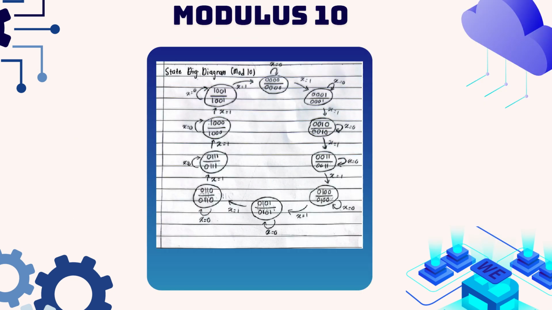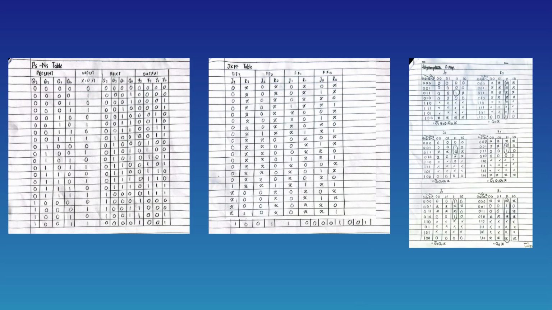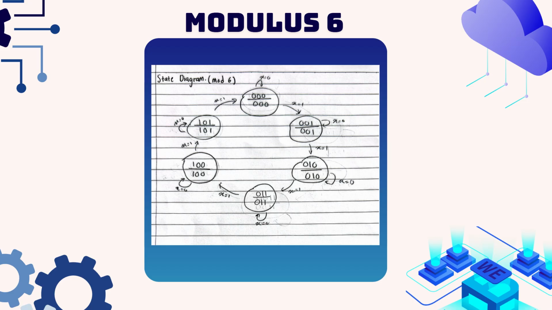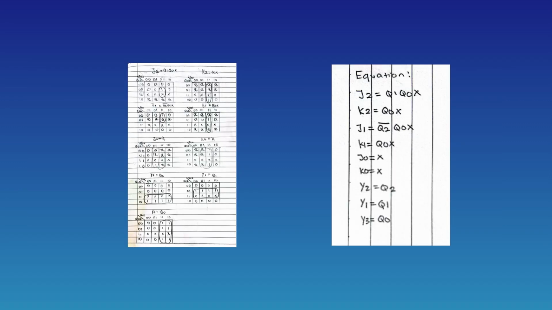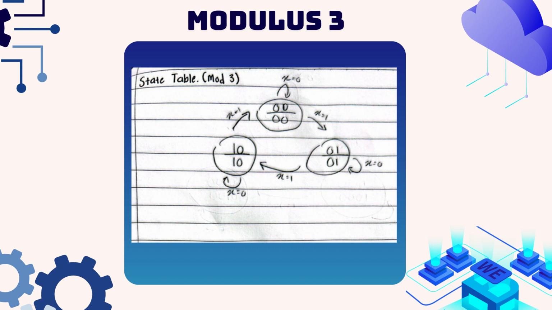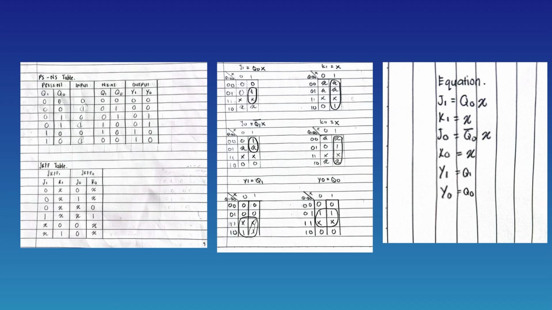Here we can see the modulus 10 state diagram, the PSNS table for modulus 10, JKFF table, K-map, and equation for modulus 10. Modulus 6 state diagram, PSNS table, JKFF table, K-map, equation. Modulus 3, the last one and simple. We can see the PSNS table, K-map and the equation.